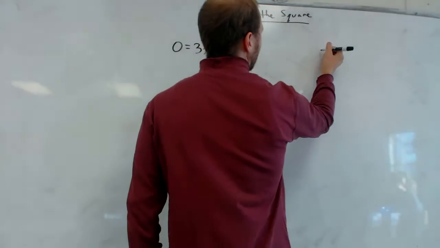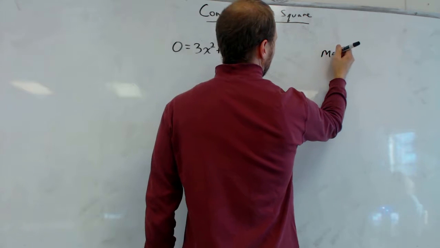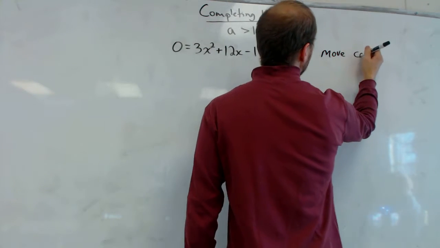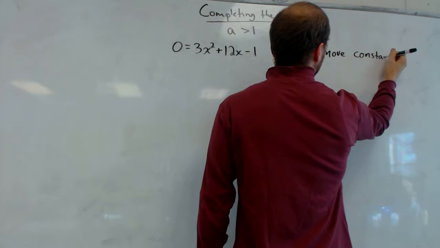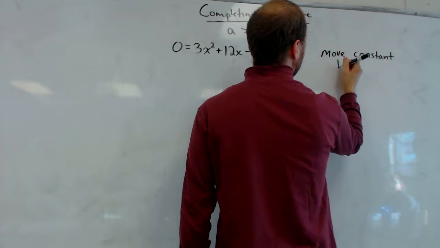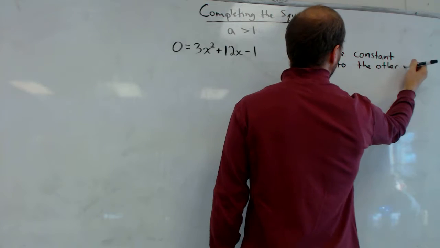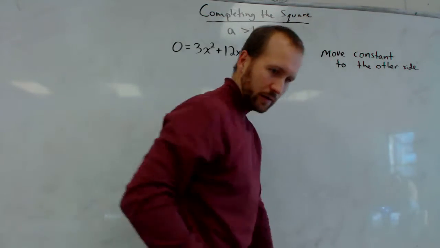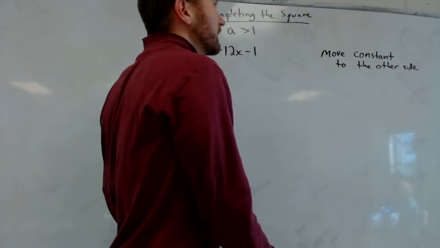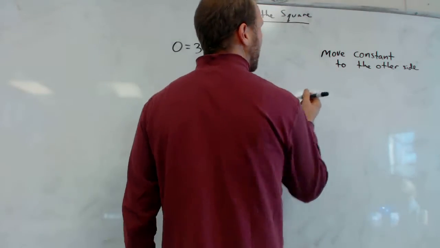Move the constant to the other side. Find 1/2 of b. Well, wait to say the next step until I've written the first one. But move constant to the other side. You probably don't have to write this down because you already have it written down, right? Okay, move constant to the other side. And then I heard find 1/2 of b.